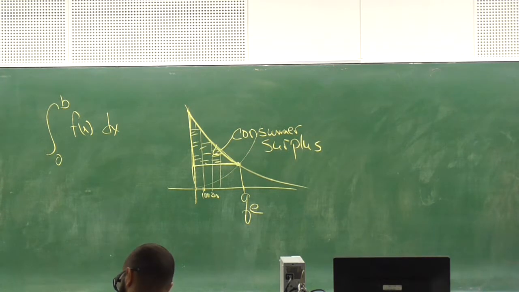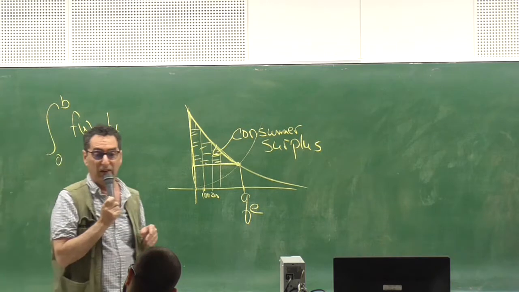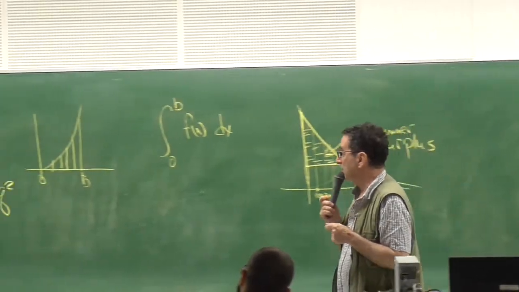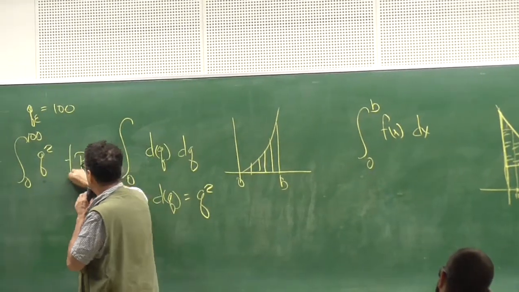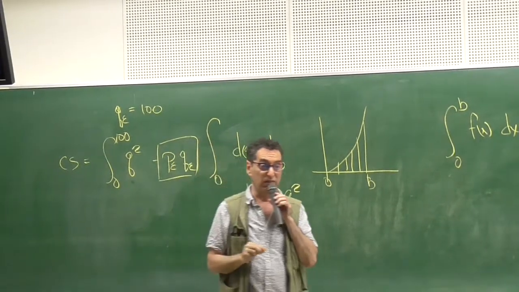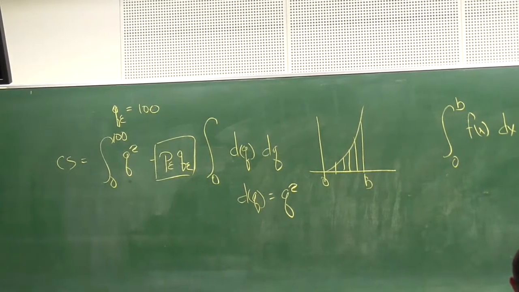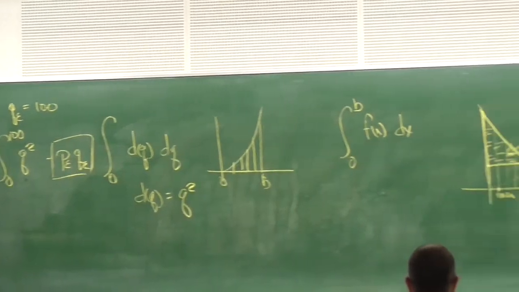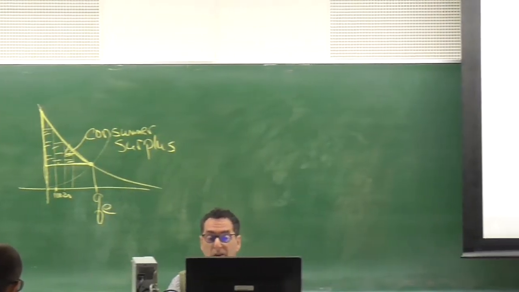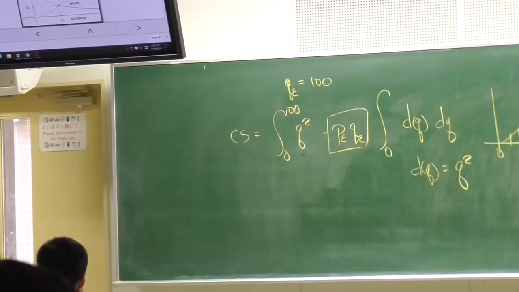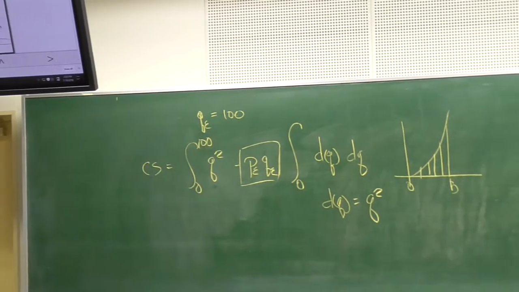We're not going to use Q squared, that doesn't make sense economically, but we can make some other function. Then we do the integral of that other function, and then subtract the rectangular region, and that's called the consumer surplus. So that's one example from economics of where you might use the integral.